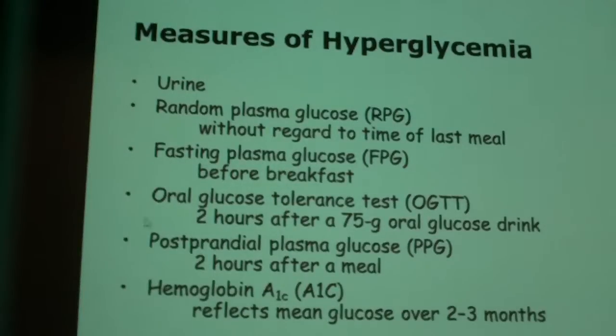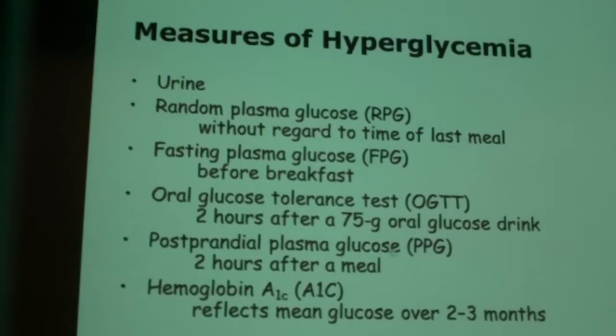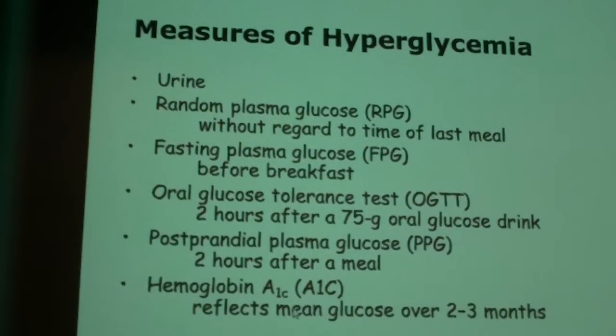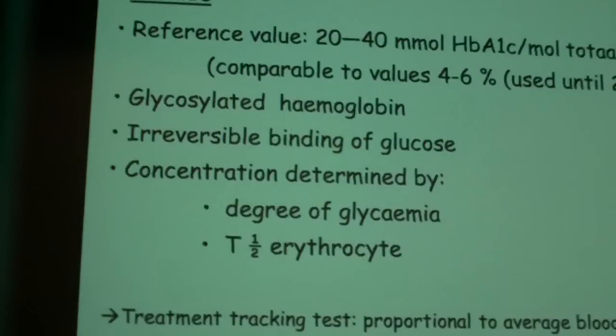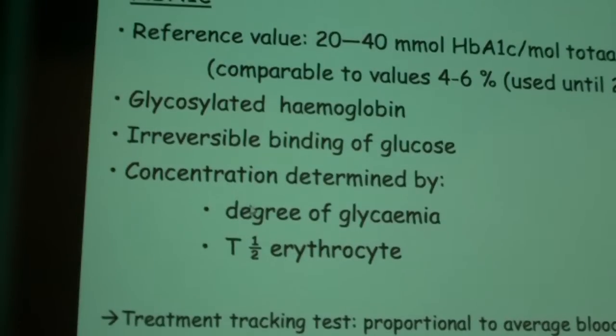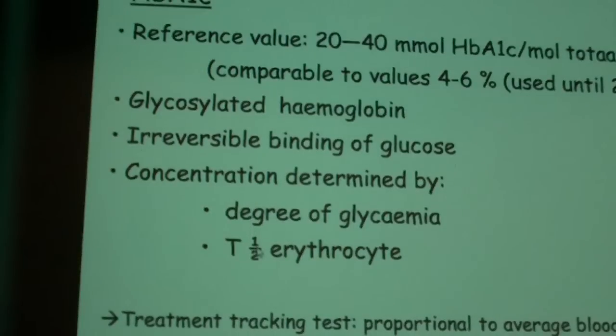I think you are familiar with these tests. So you can use a random glucose, fasting glucose, oral glucose tolerance test, postprandial plasma glucose. This is a test that is becoming more popular, and you can use the HbA1c. This is in more detail what the HbA1c means. It's glycosylated hemoglobin. It's irreversible binding of glucose, and the concentration is determined by the degree of glycemia and the half-time of an erythrocyte, and that is why it indicates the glucose levels of the past 2 to 3 months.